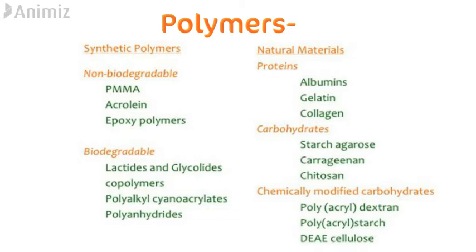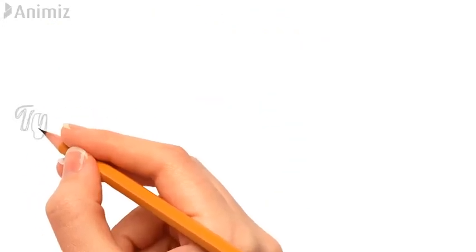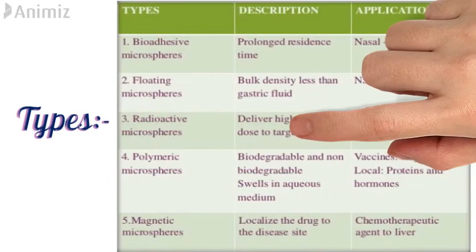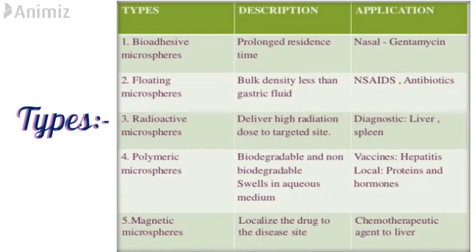dextrans, polyacryl starch, etc. Coming to the types of microspheres, we have bioadhesive or mucoadhesive microspheres, which use a mucoadhesive polymer such as chitosan, sodium alginate, or HPC. They increase the residence time of the drug.